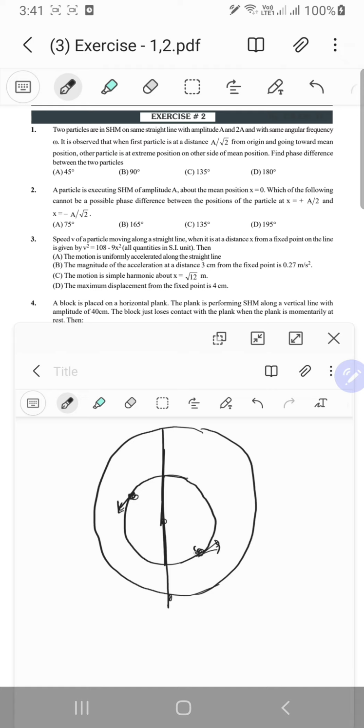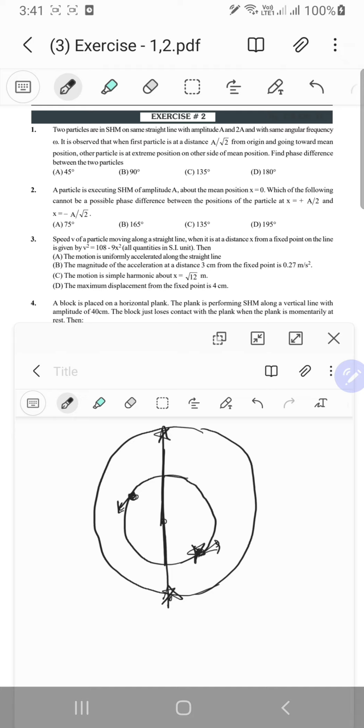Okay. Other particle is at an extreme position on the other side of the mean position. So it's either this condition or this condition. So other side of the mean position, it should be like this. Okay, cool. Find the phase difference between the two particles. Wait, A by square root 2 from the origin and going towards mean position.